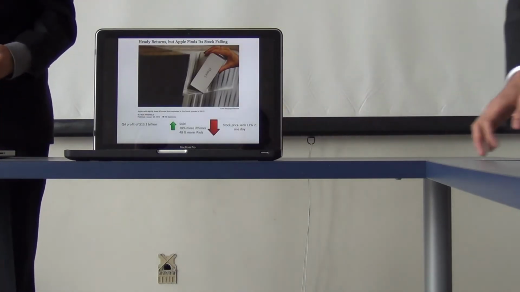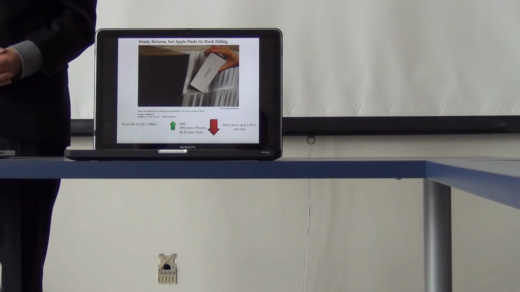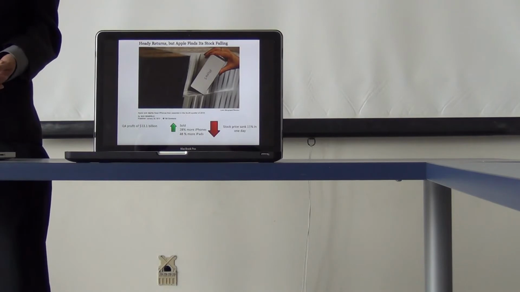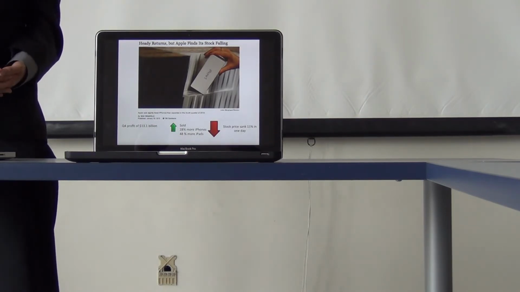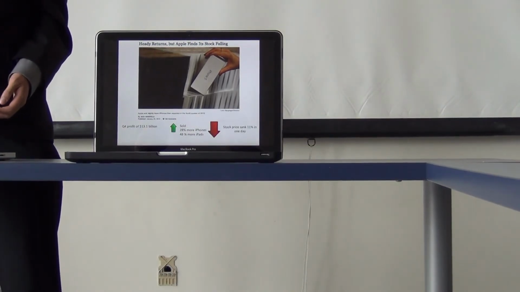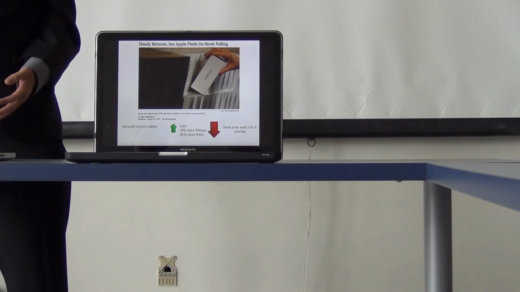So let's look at the recent news that the New York Times reported last month. Apple reported its Q4 earnings, a profit of $13 billion. It sold 20% more iPhones, sold 48% more iPads, but its stock price dropped 11% when Apple announced its really good earnings. So why would that happen?